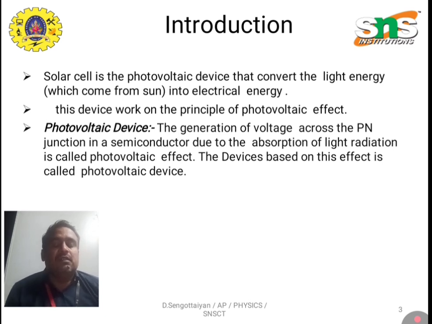So we have been working on this conversion. We all need materials, for example, a PN junction diode. In p-type materials, the majority carriers are holes, and in n-type, the majority carriers are electrons. So the effect in a PN junction in a semiconductor, due to the absorption of light radiation, is called the photovoltaic effect. A device based on this effect is called a photovoltaic device.